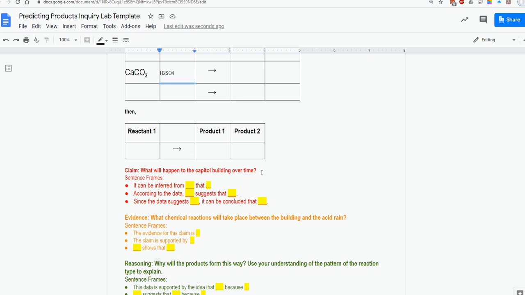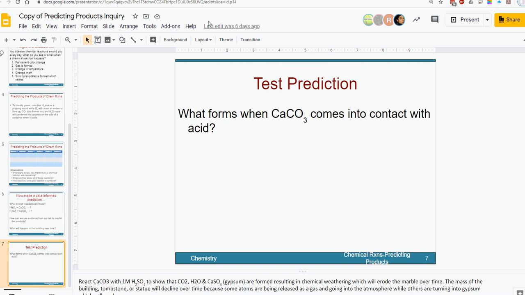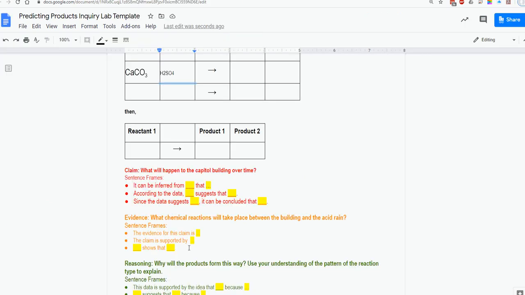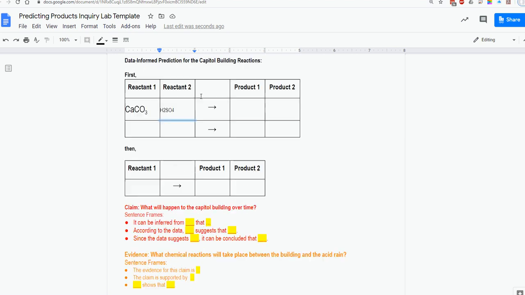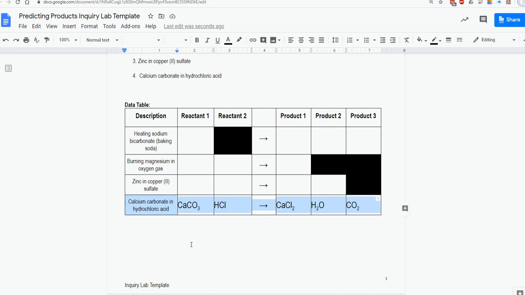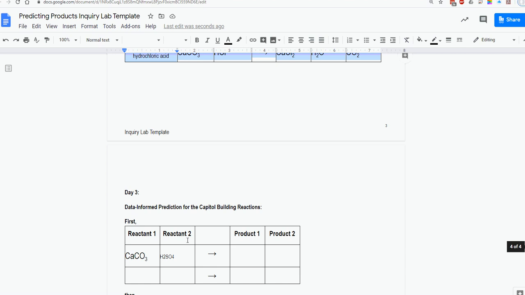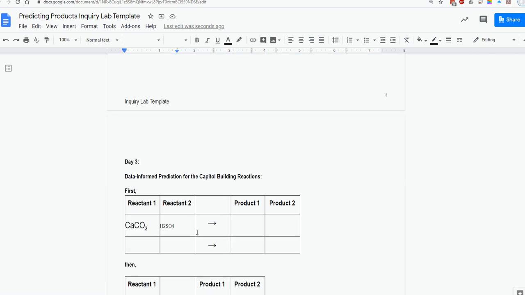Most of you should have figured out it sure looks like it's going to be a double replacement and a decomposition, so it's not going to get bigger, and you can figure out what's going to happen to the building over time. What else do we have to do? Then we go down here: evidence. The evidence is the reactions that we did, and in particular this one here is really good evidence. You could talk about the observations that you made in these reactions, what you would expect to be looking for to help you decide what happens when calcium carbonate mixes with an acid.